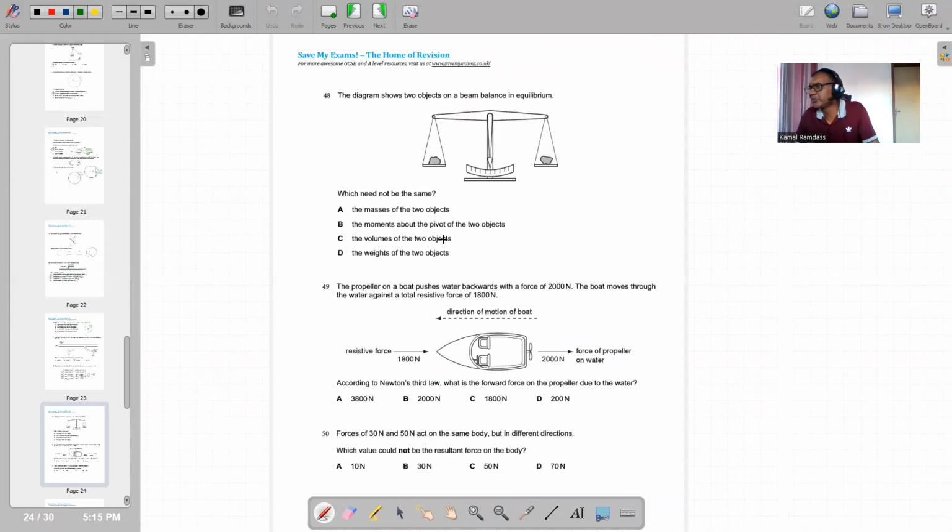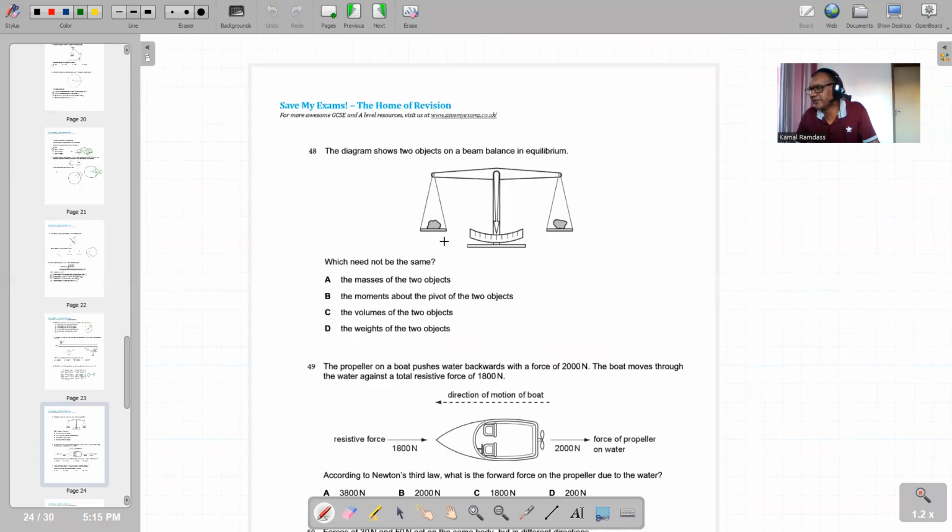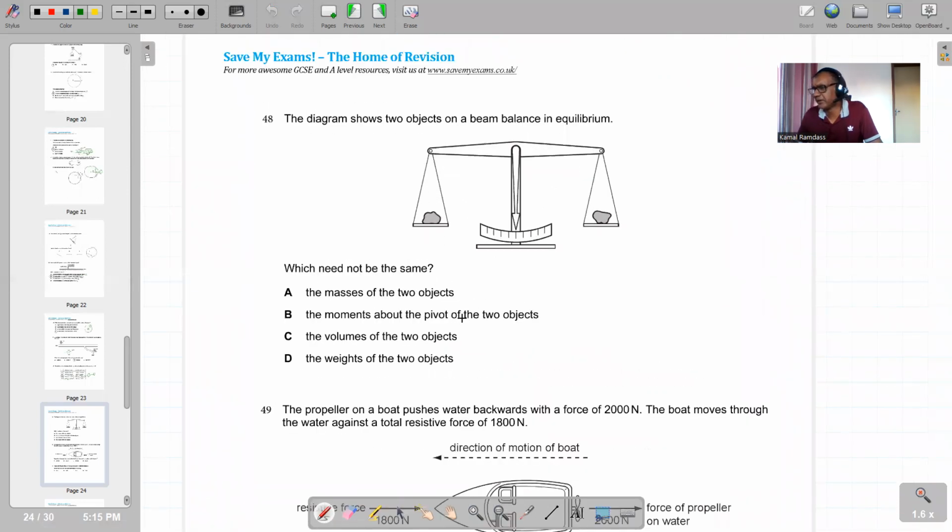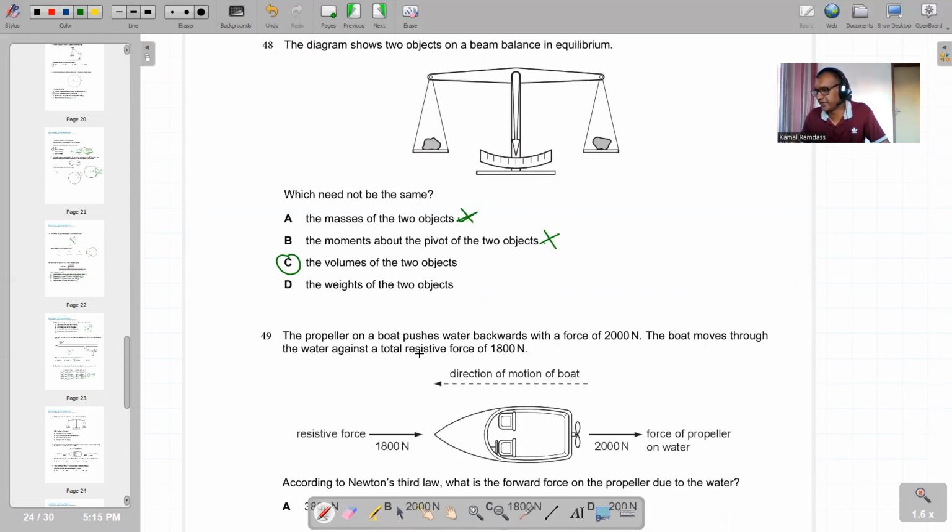The diagram shows two objects on a beam balanced in equilibrium. Masses of objects be the same? Pas capable, ça la réponse. The moments about the pivot of the two objects is the same. Ça aussi, pas la réponse. The volume of the two objects pas nécessairement the same. Nous capables de gagner, par exemple, un livre et un autre livre, différents volumes, mais même masse, same weight, et du coup, un équilibrium. OK? Réponse, c'est C, the weights of the two objects are the same.